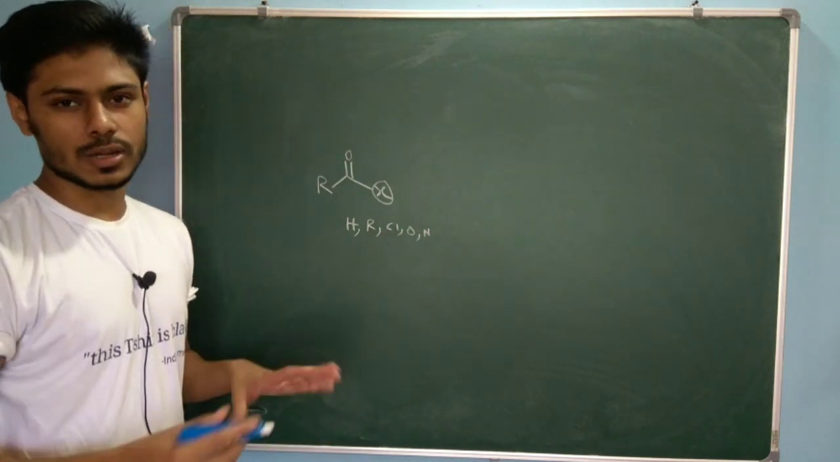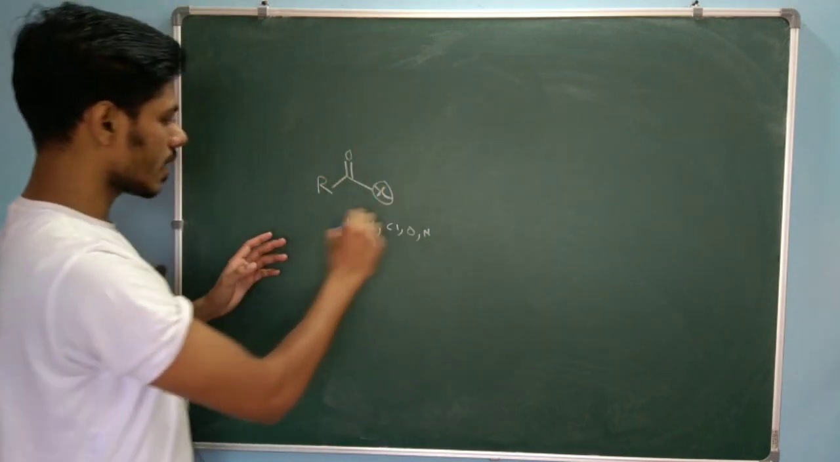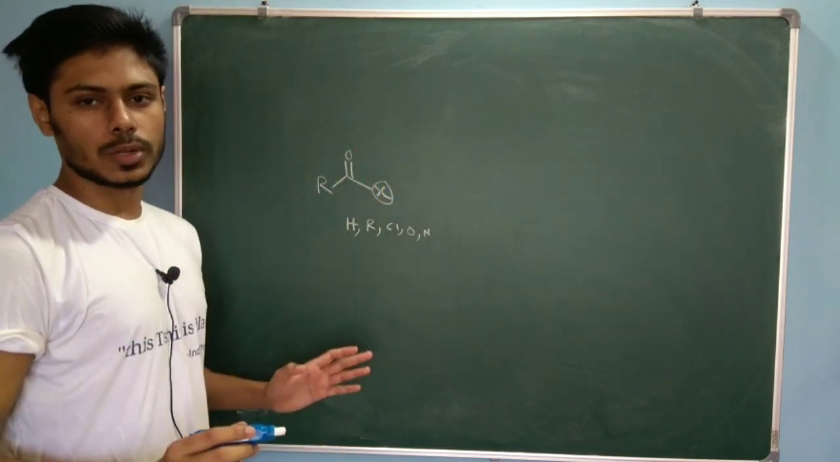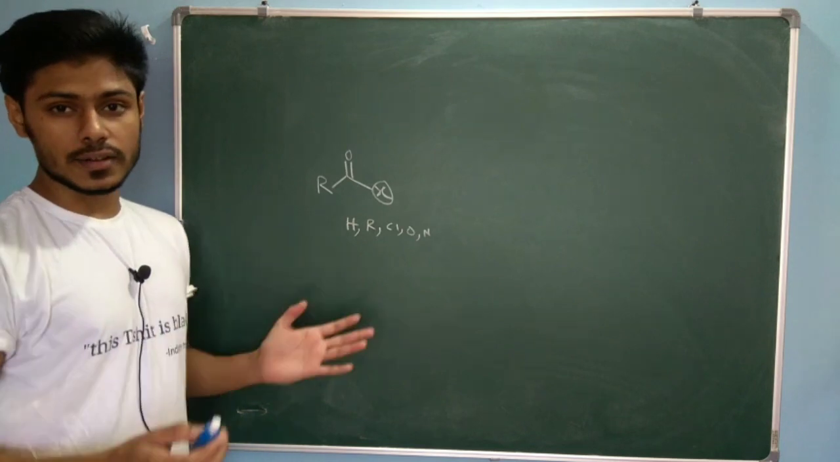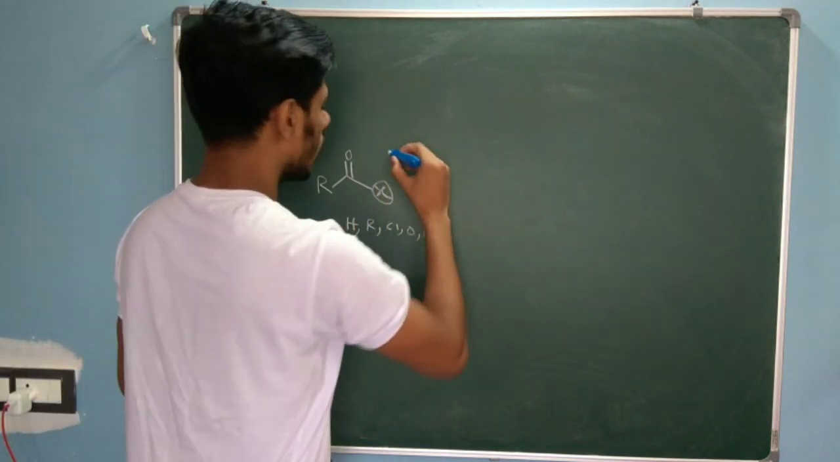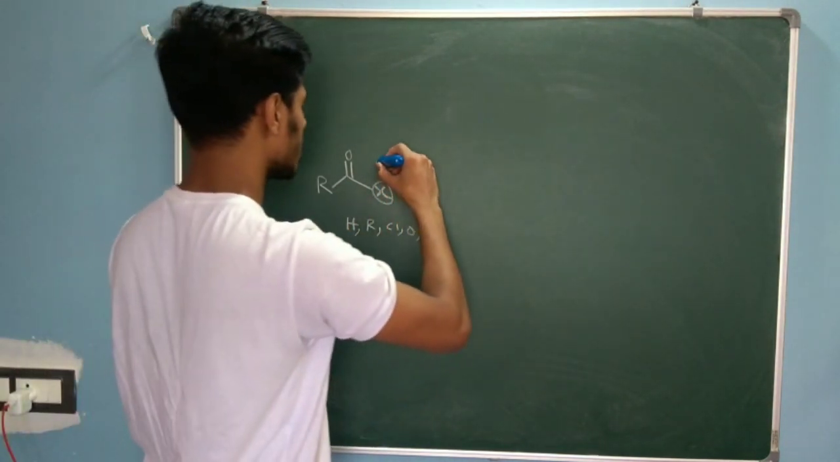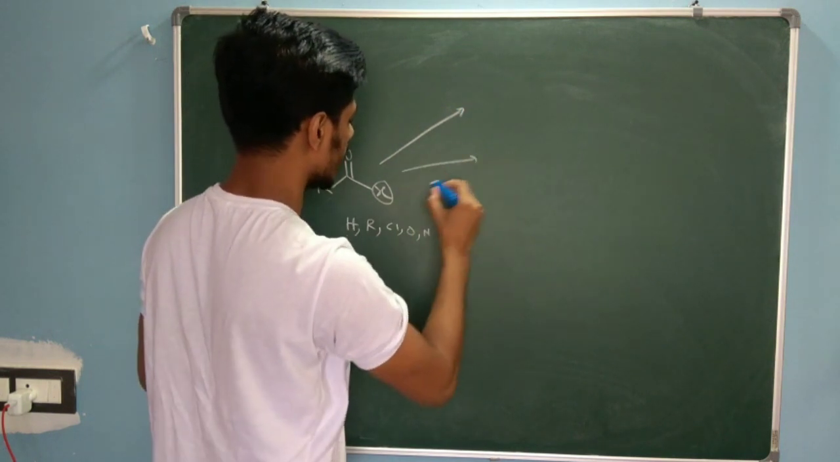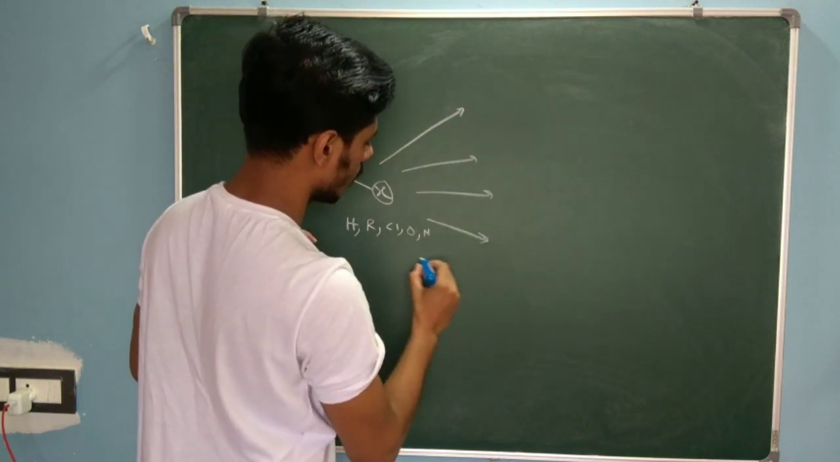So amide, acid, or something like that. So this is a general representation of a carbonyl compound, right? It is a very general representation. Now what do we mean by reduction? So reduction means the addition of hydrogen, and that can give you several products.